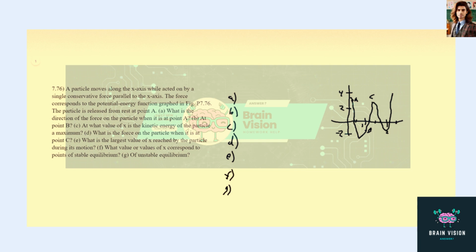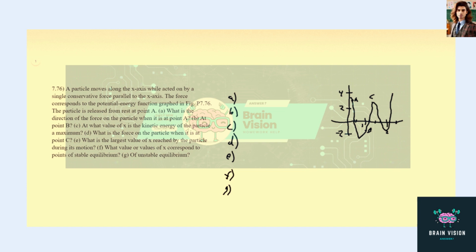Problem 776: we have a particle that is moving along the x-axis with a single conservative force parallel to the x-axis. We're given the force corresponding to the potential energy function, which is graphed here. It's a very poor graph, but you can look in the text for the one that looks better. The particle is released from rest at point A, and we're asked some questions about it. What is the direction of the force on the particle when it's at point A?